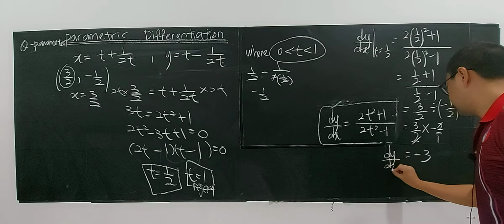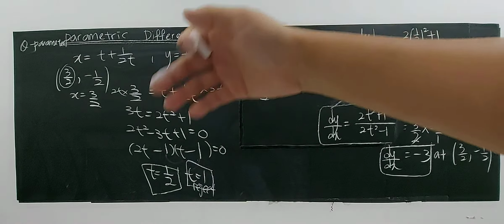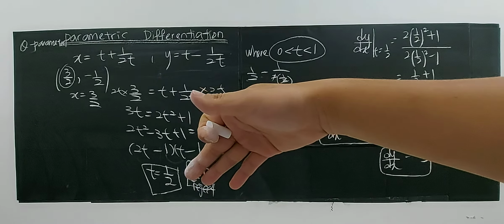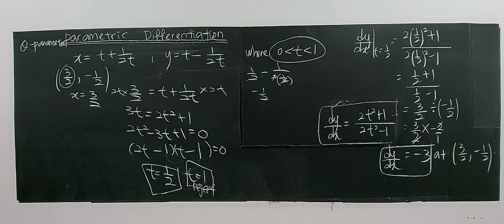Alright, so this is the way we evaluate. If given the value of x, we can find the value of t. Before we use the value of t, we check whether it satisfies both to get this point, right? Then we proceed and substitute the value there to find the value of dy/dx. Okay, that's all for this video.